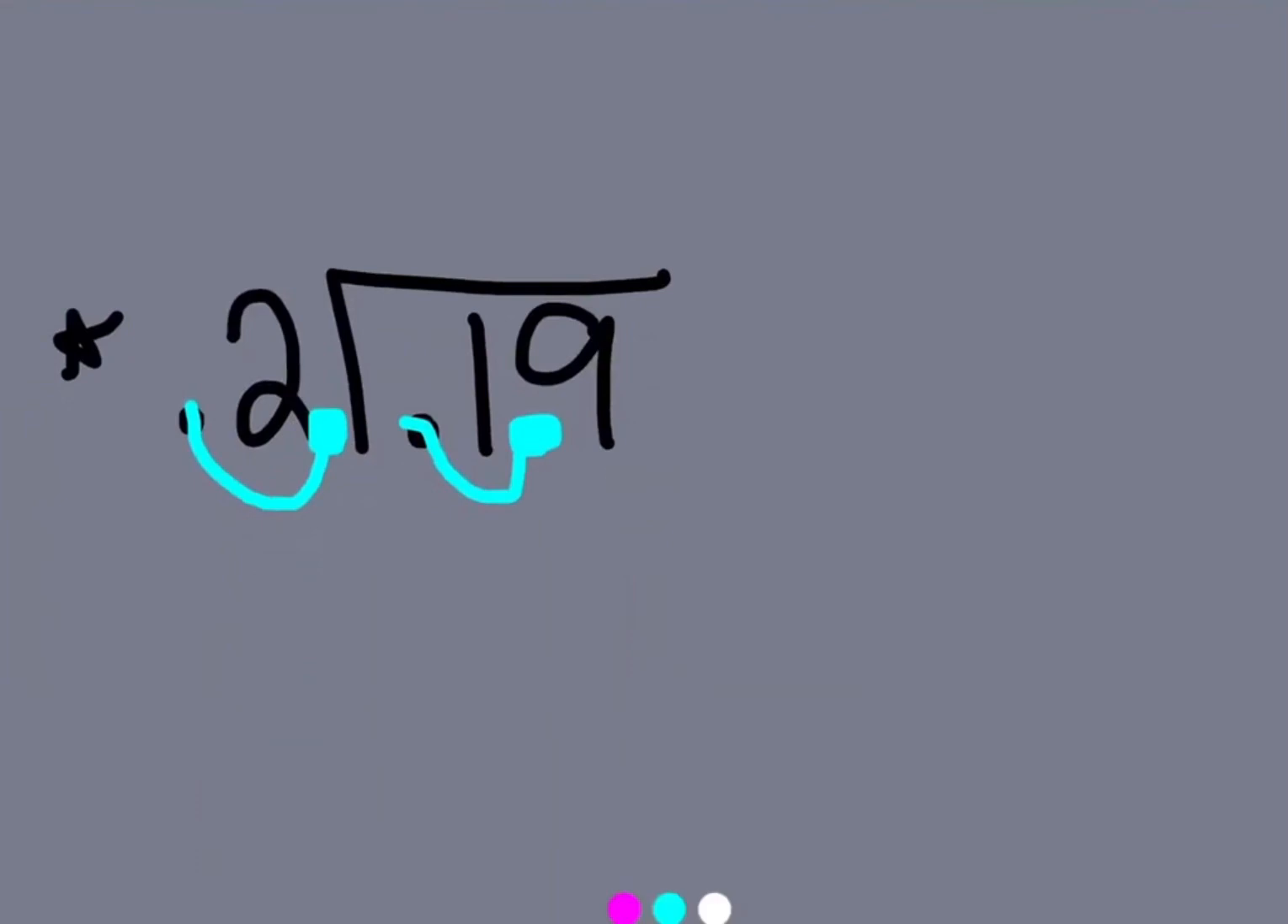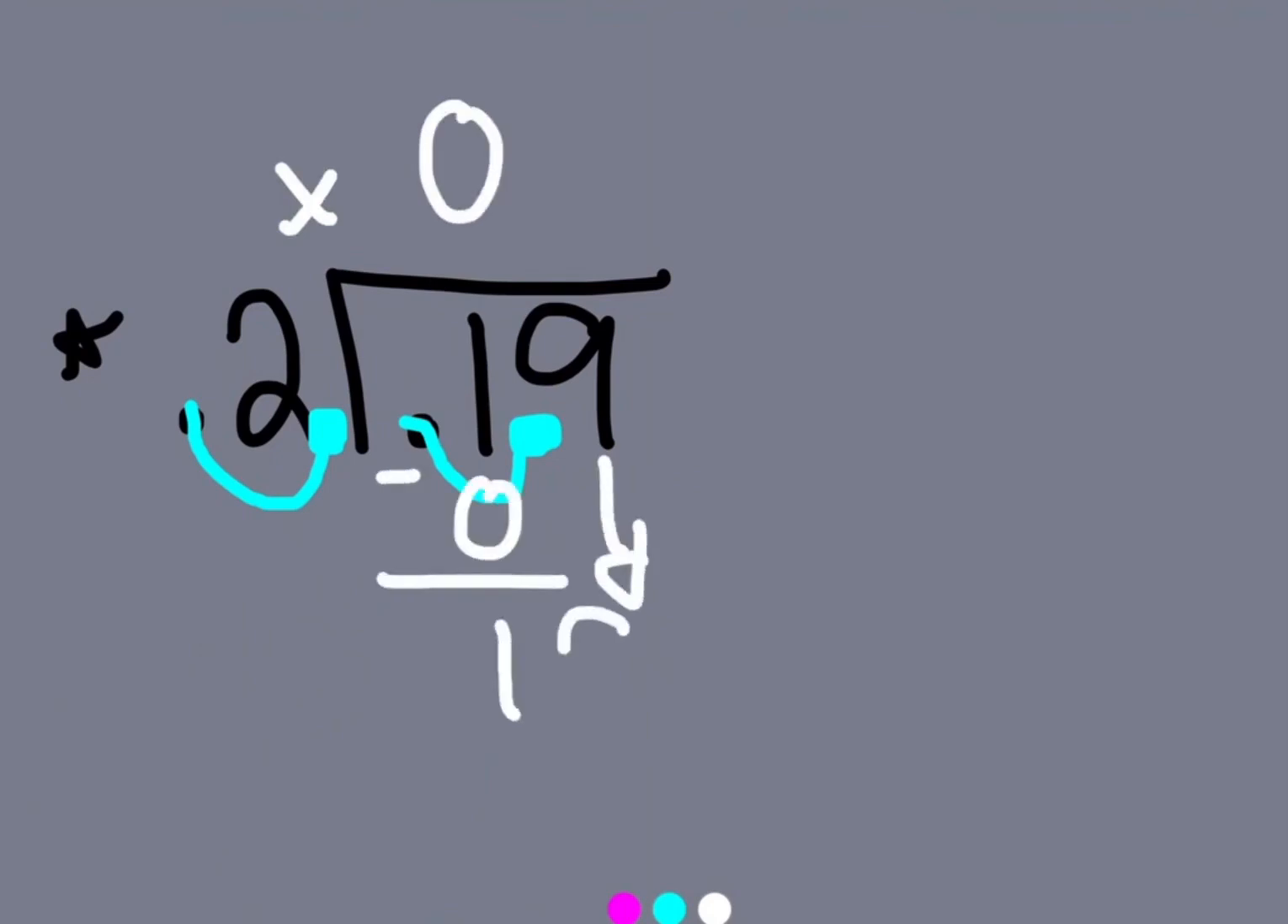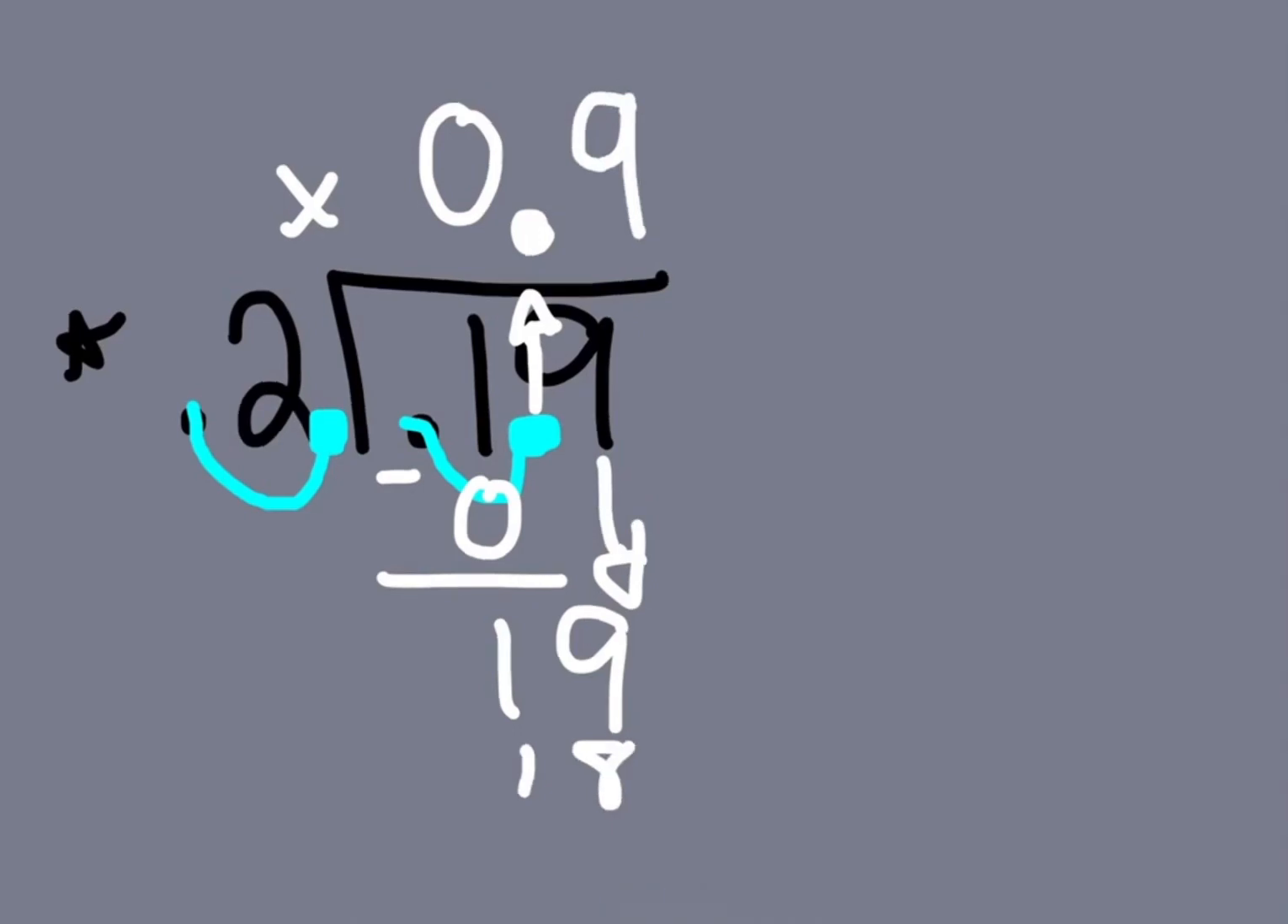How many times can 2 go into 1? Well, it can't. 0 times 2 is 0. I subtract, bring down. Okay, I'm at my decimal point. I need to bring that decimal up. How many times can 2 go into 19? It can go in there 9 times. Yeah, 9 times 2 is 18. I subtract.